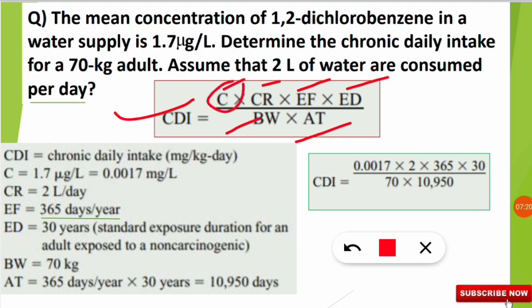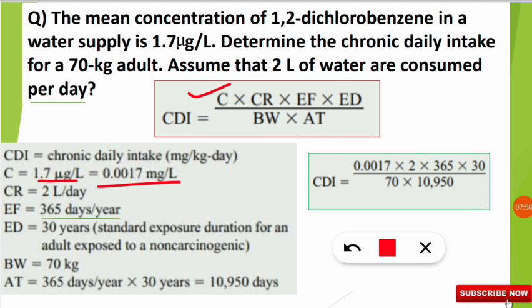First, C is the average exposure concentration over the period, mostly given in milligram per liter if it is liquid and milligram per meter cube for air. Here it is given as 1.7 microgram per liter, so you have to convert it into milligram per liter, which is standard. Next is CR, the contact rate: the amount of contaminated medium contacted per unit time, in liter per day. Here 2 liter per day is the CR, meaning how much of the water the adult is in contact with.